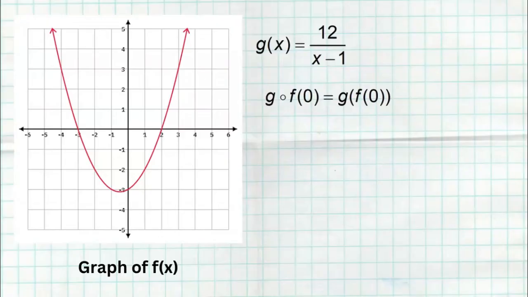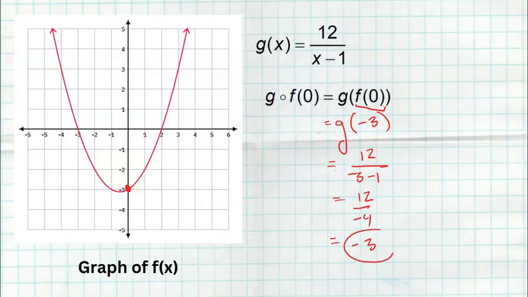So what is g composed of f of 0? Once again, the first thing we have to do is figure out what is f of 0, and we're going to look at the graph and look it up. In the graph, f of 0 is right here, negative 3. I don't have a table or a function, but I do have a graph, and we can just look for the answer. So f of 0 is negative 3, and I'm now going to take that output from f and use it as my input into g. That's going to be 12 divided by negative 3 minus 1. 12 divided by negative 4 is negative 3. Pretty simple, not too bad.